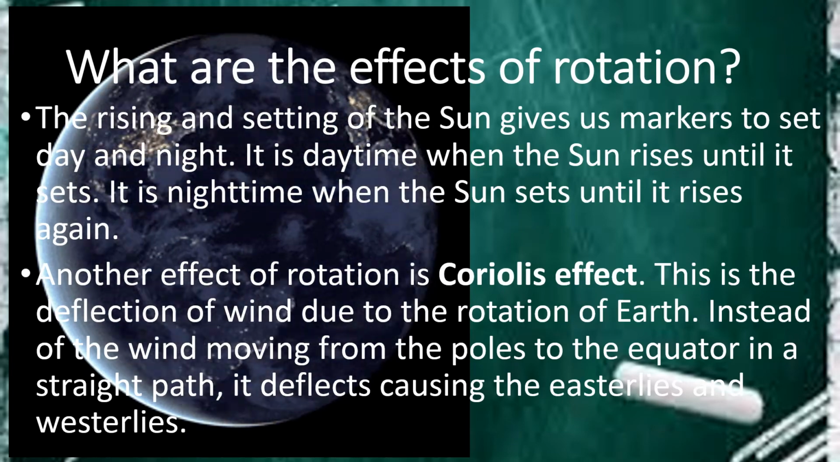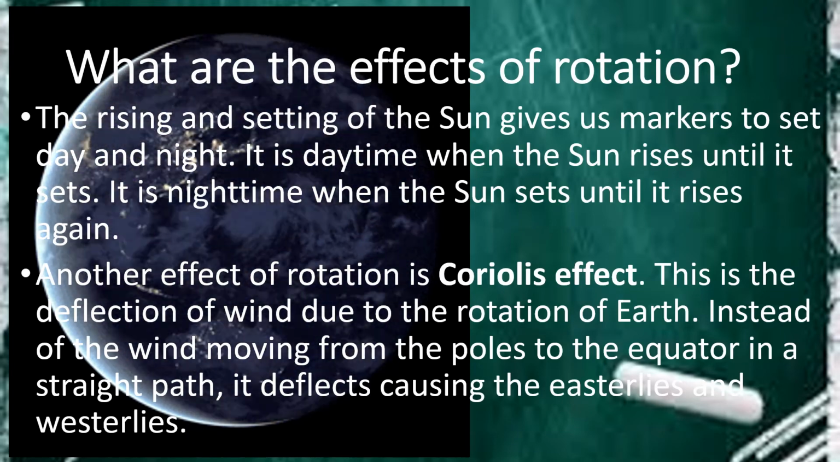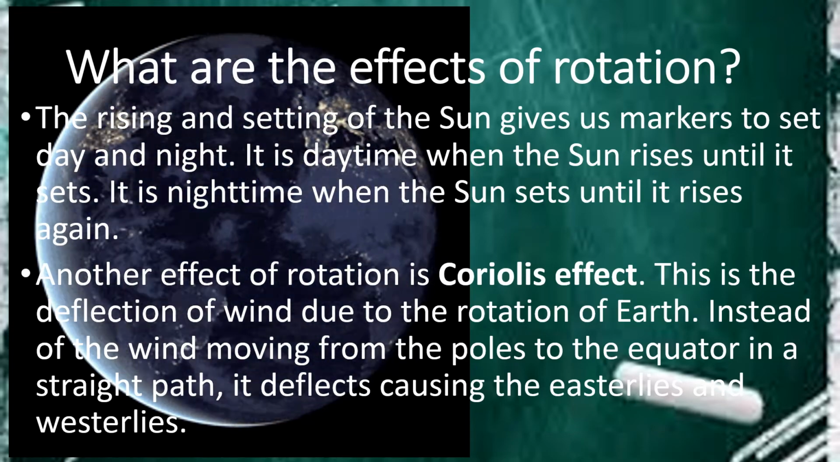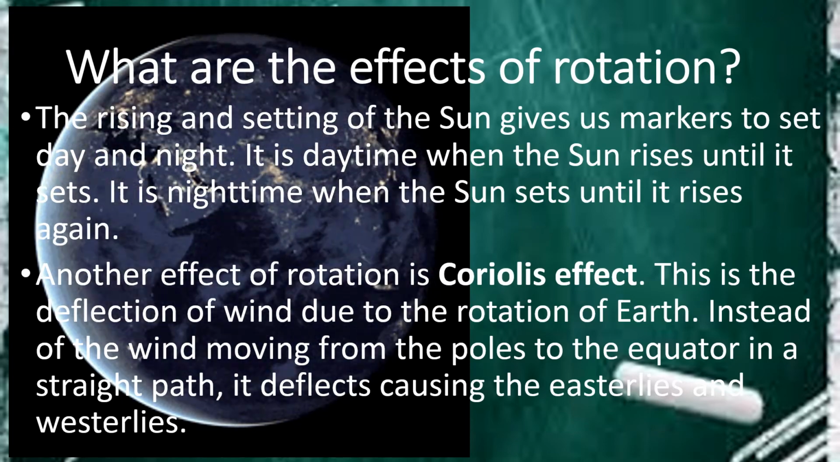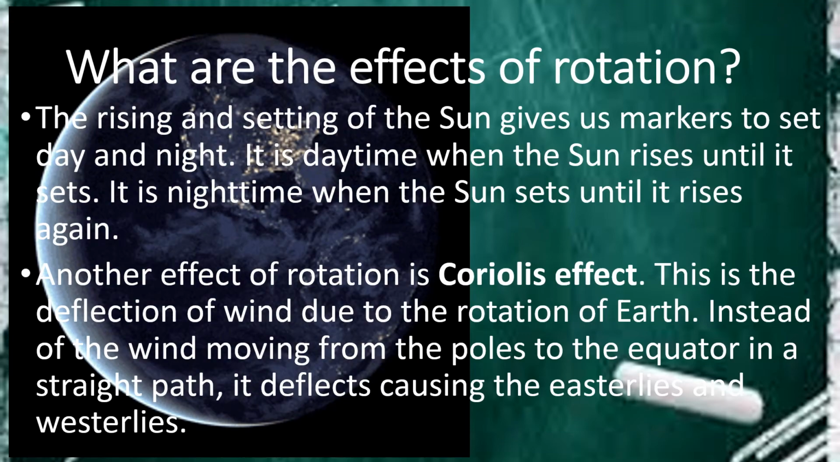Another effect of rotation is Coriolis effect. This is the deflection of wind due to the rotation of Earth. Instead of the wind moving from the poles to the equator in a straight path, it deflects, causing the easterlies and westerlies.